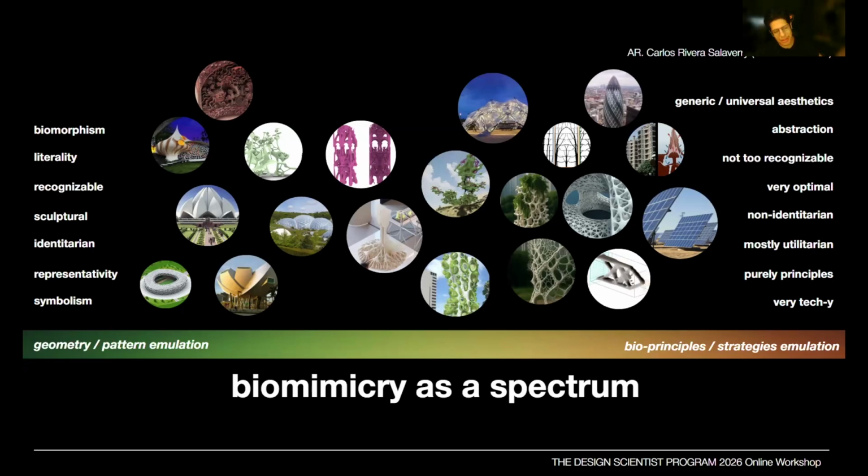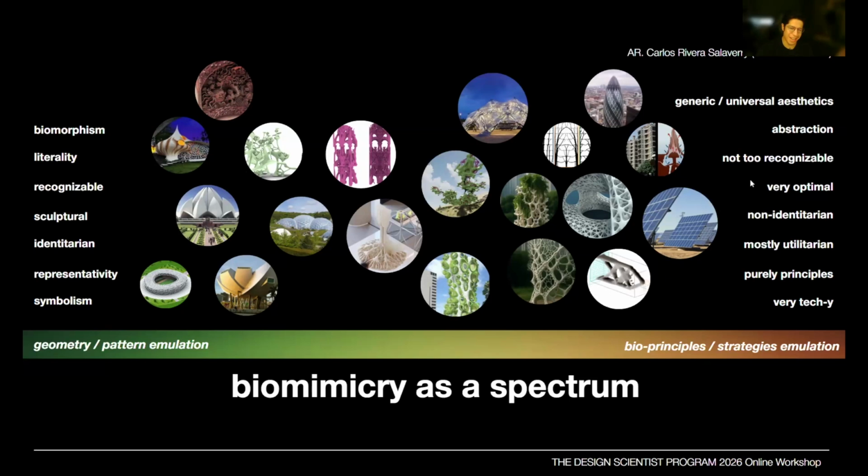So recently I got this biomimicry reflection on what is wrong and what is right. So I created this graphic in which we have these two ends. On the left side, we have the more literal biomimicry, which is basically the emulation of certain geometries and patterns that we find in nature. And on the right side, we have the total opposite, which goes to emulating biological principles and strategies.